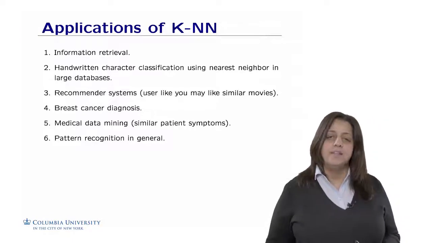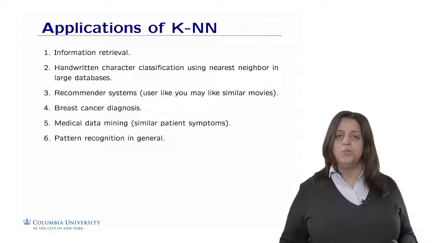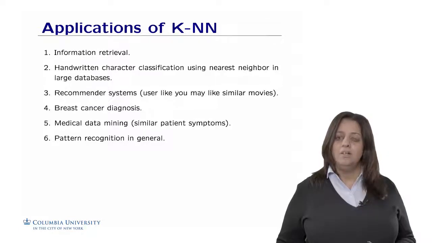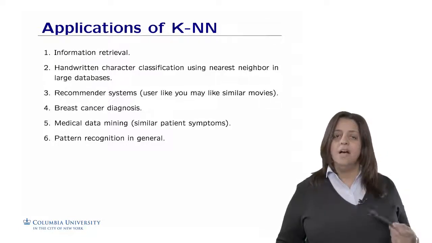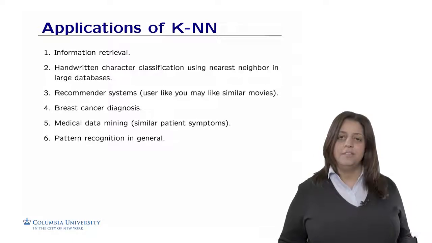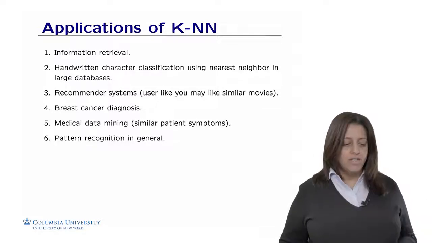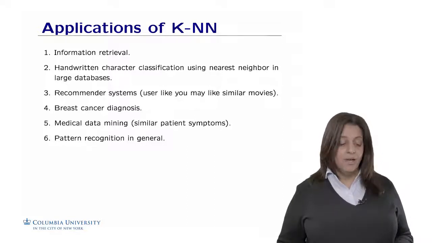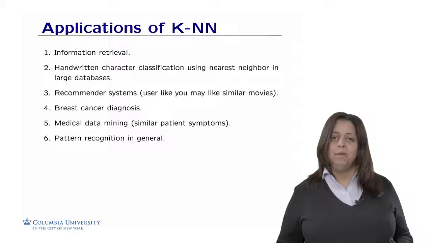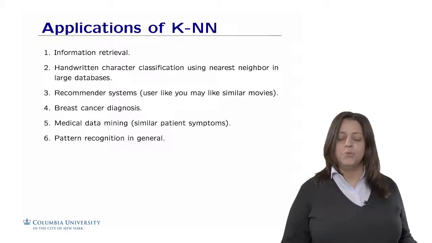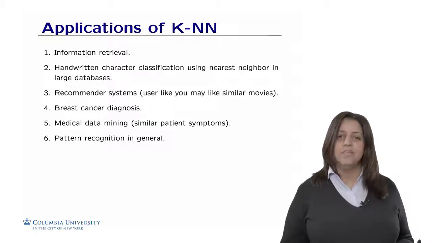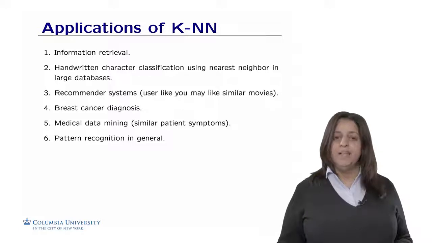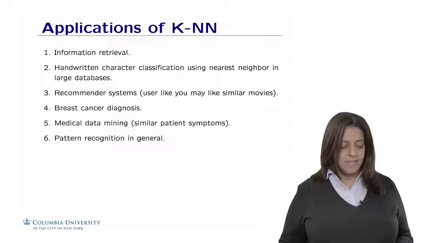Applications of KNN, as I said, are numerous. This includes information retrieval when you try to search a text in a search engine. The system will be looking for similarity between your text and the existing web pages. Handwritten character classification using k-nearest neighbors has also been out there for a long time. Recommender systems, for example: users like you may like the same movies, so you need to find a similarity between you and the other users, which implies that you're going to look for the k-nearest neighbors or the k closest people that have similar features like yourself.